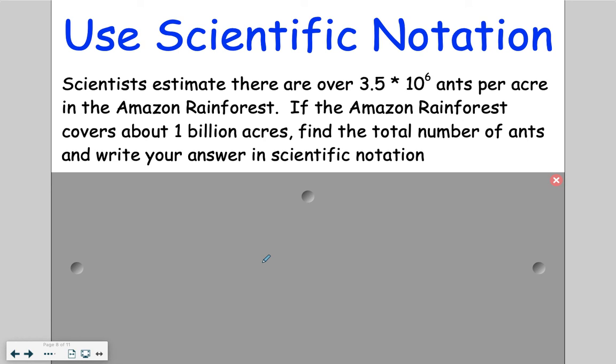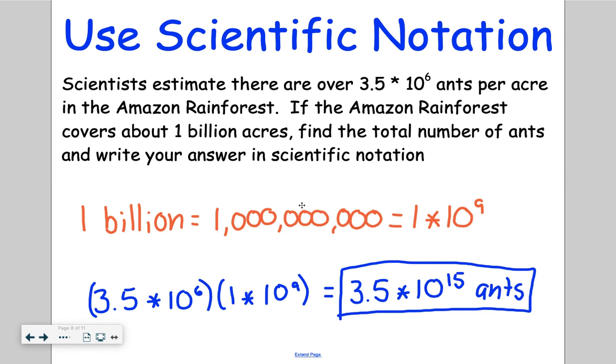Another example here, scientists estimate that there are over 3.5 times 10 to the 6th power ants per acre in the Amazon rainforest. If the Amazon rainforest covers 1 billion acres, find the total number of ants and write your answer in scientific notation. Go ahead and try this one on your own. So we've got our 1 billion, which is 1 times 10 to the 9th. We are now multiplying these, so 3.5 times 1 is 3.5. 6 plus 9 gives us 3.5 times 10 to the 15th power ants.